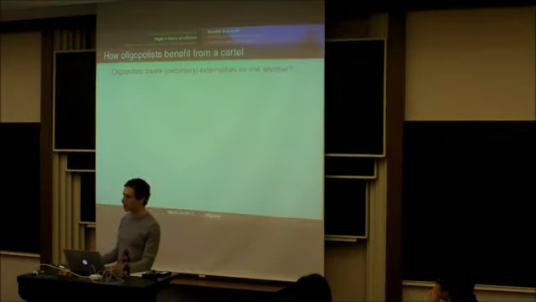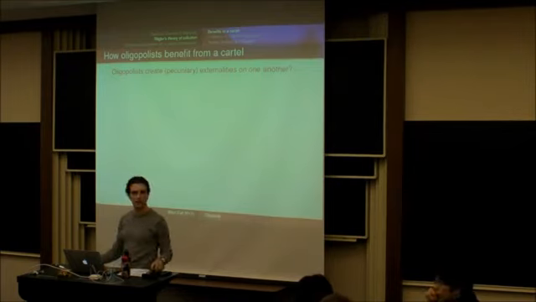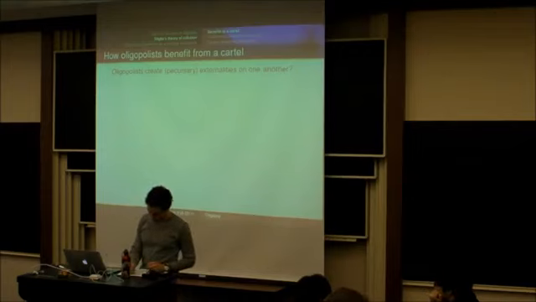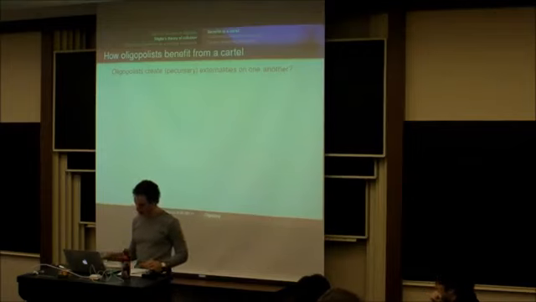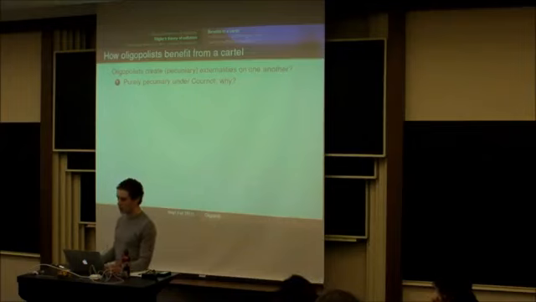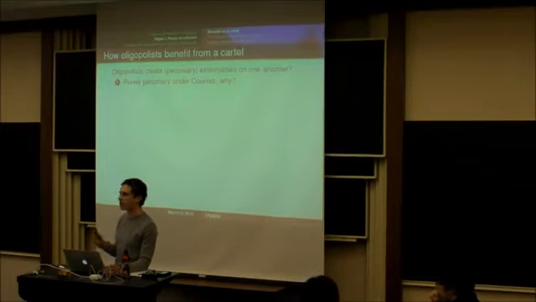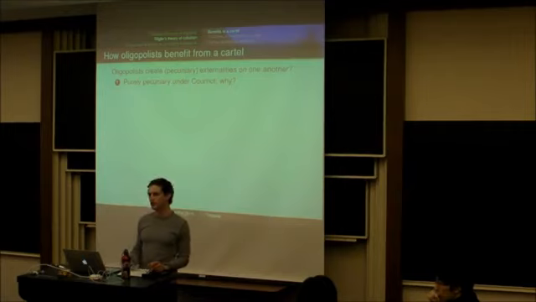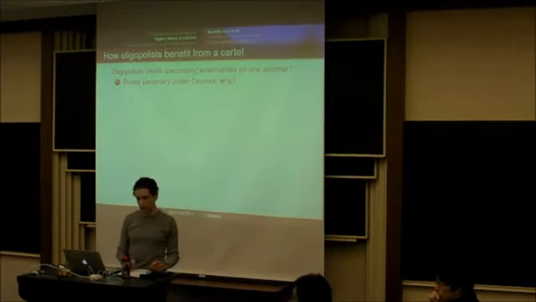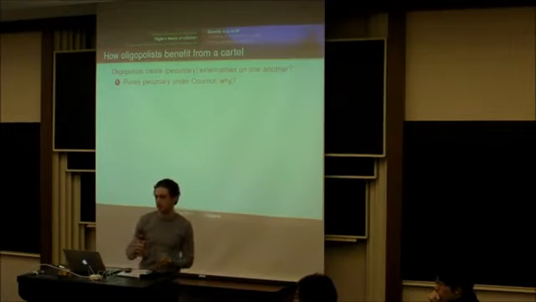Okay. So oligopolists create externalities on one another. And Jason's not here, is he? So under Cournot, these externalities between the oligopolists are purely pecuniary. And Michael, could you explain why under Cournot the externalities are purely pecuniary?